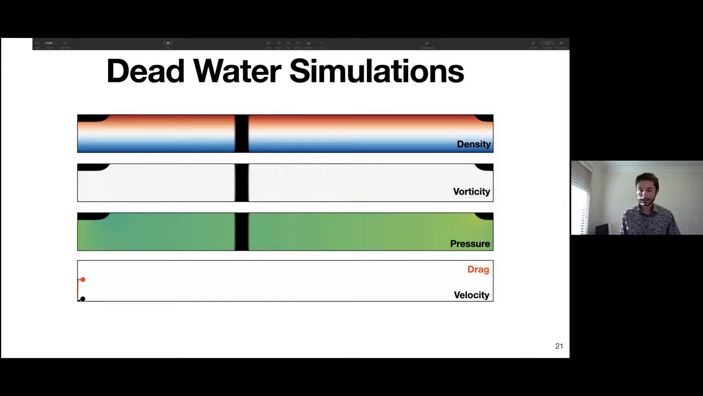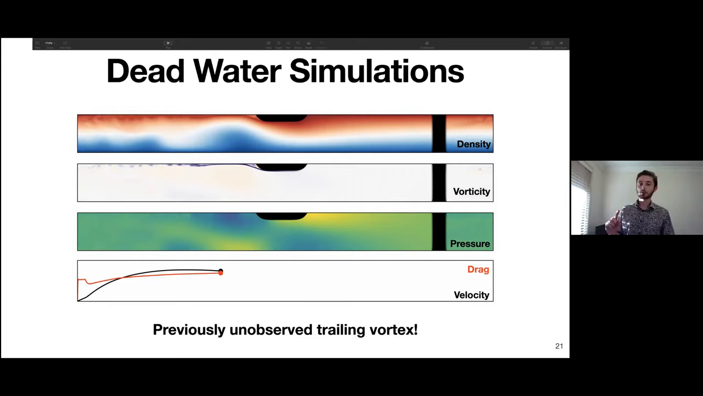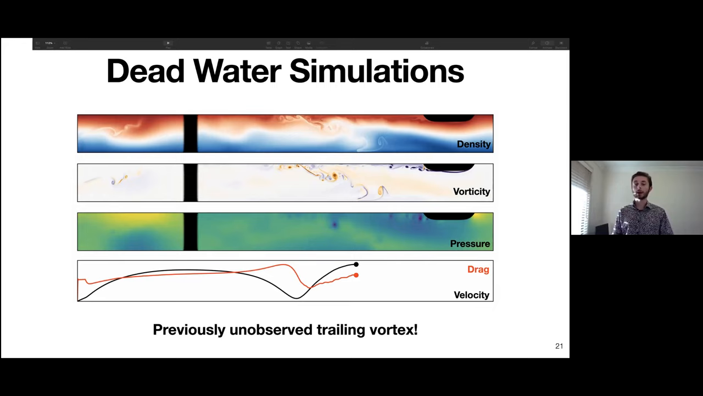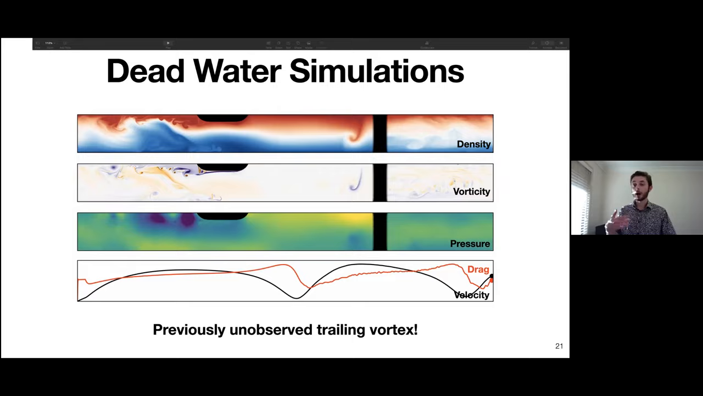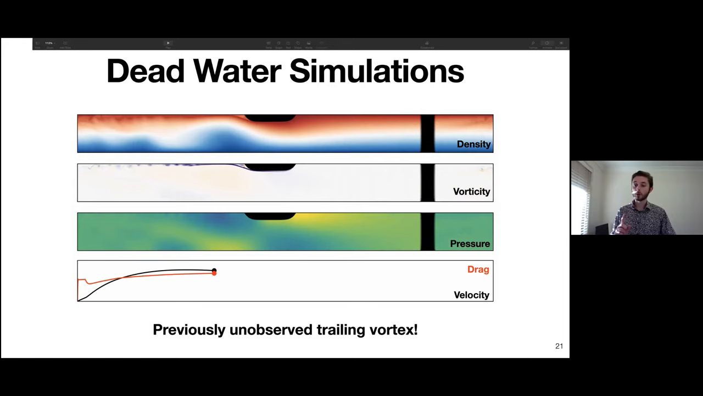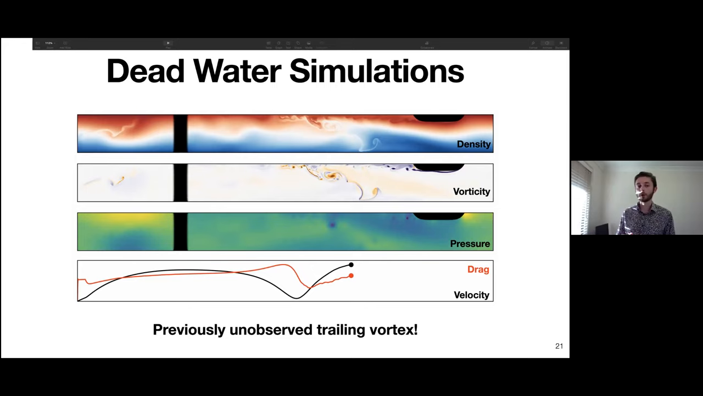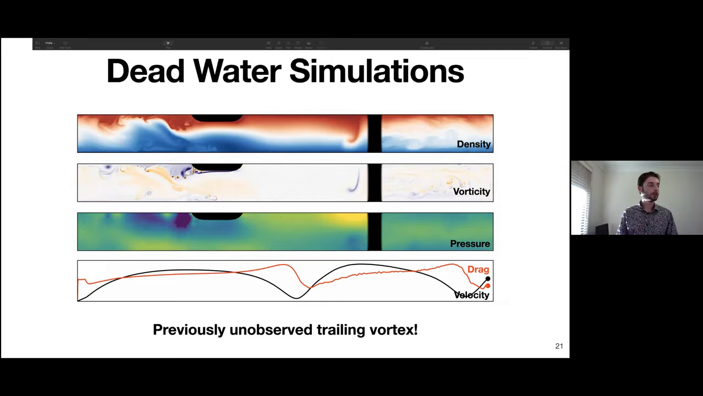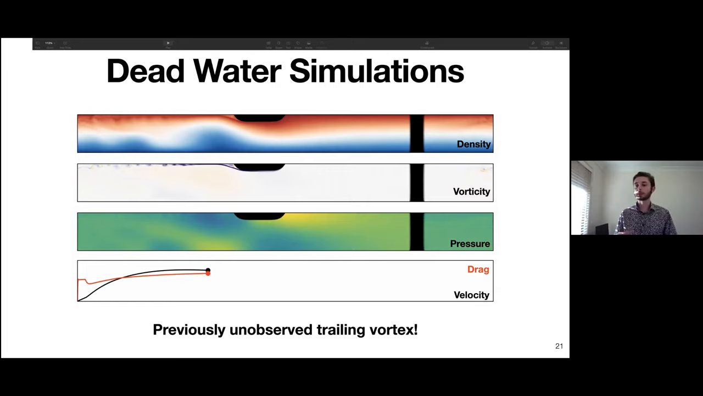The key takeaway is that we're seeing something that was not previously observed. Right? We're seeing trailing vortices. These cannot occur in the previous potential flow models and they're really hard to spot by eye. Also, I'll point out that big black bar that you see moving through the domain with the boat is essentially just a filter to make sure that the wake of the boat doesn't hit it back from the front. So we're doing these simulations in a periodic domain.